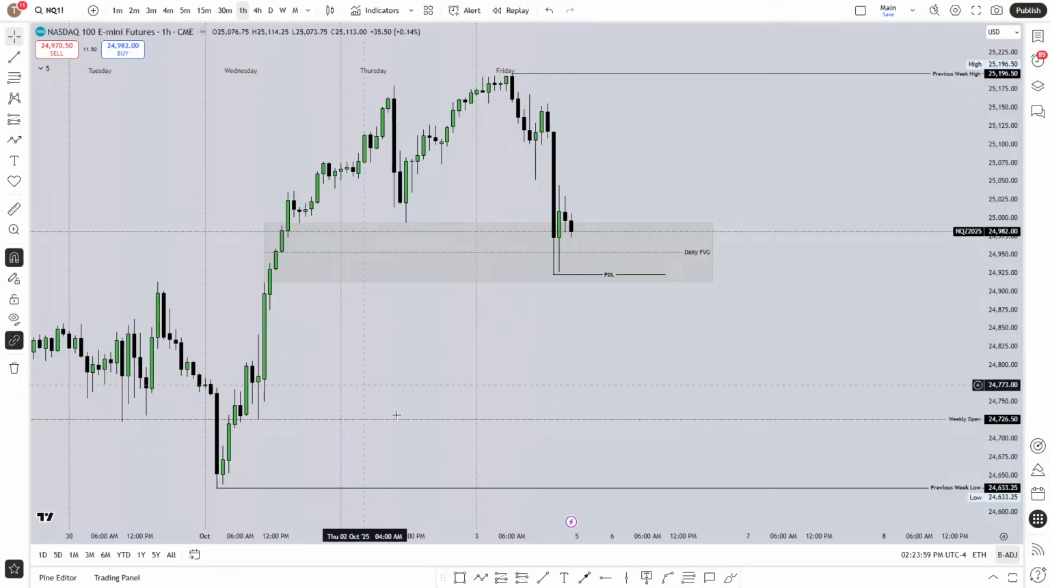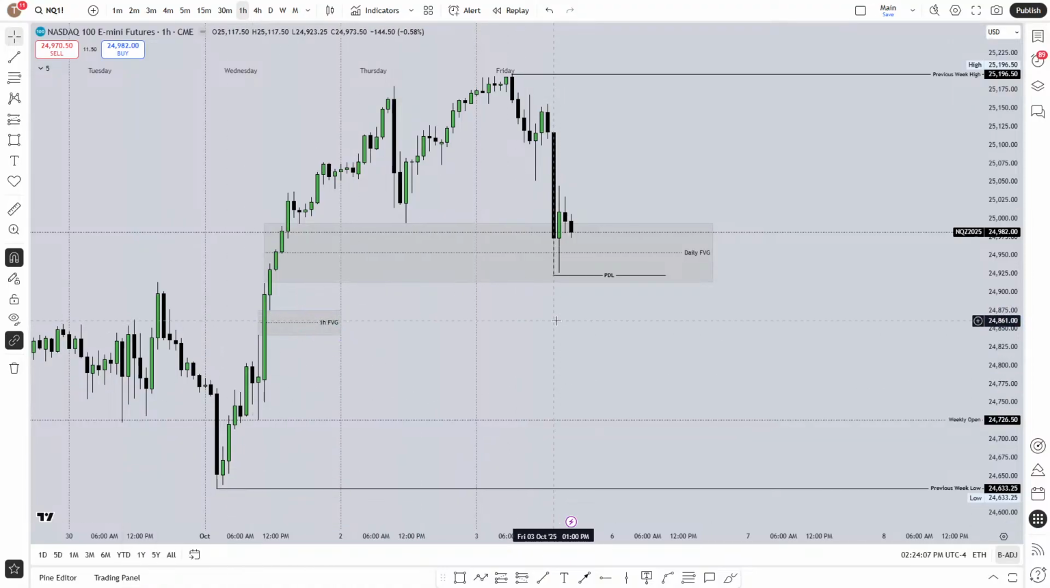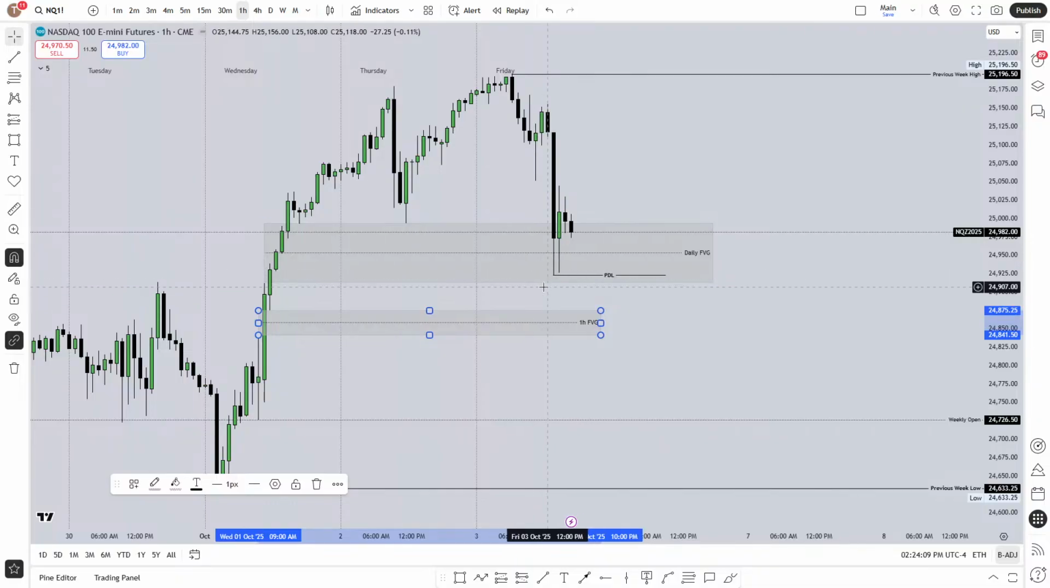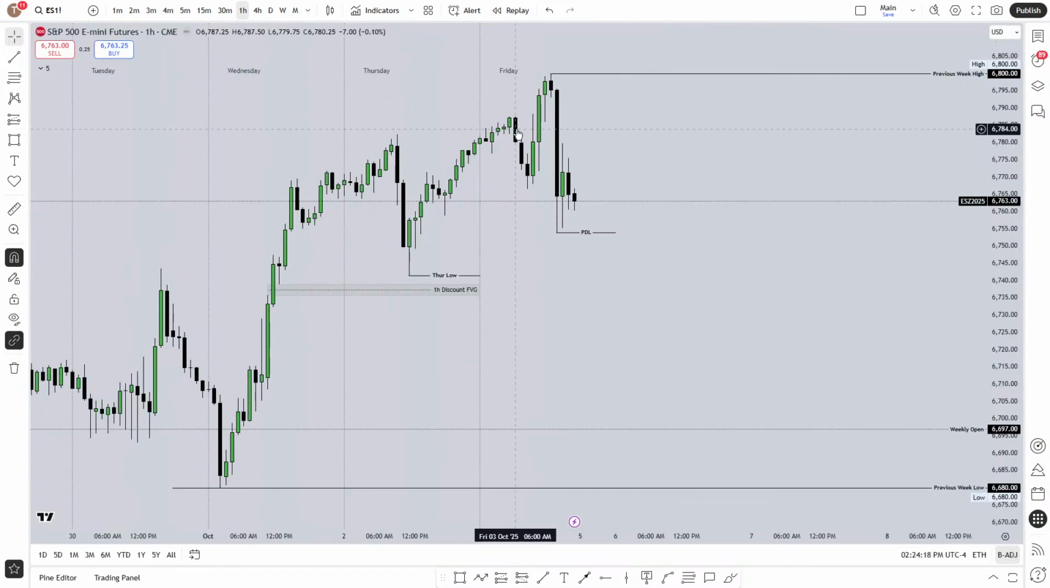Because this looks really good to me on NASDAQ. I am going to mark that because it is resting below previous day low. Okay. All right, so that is your NQ and ES.